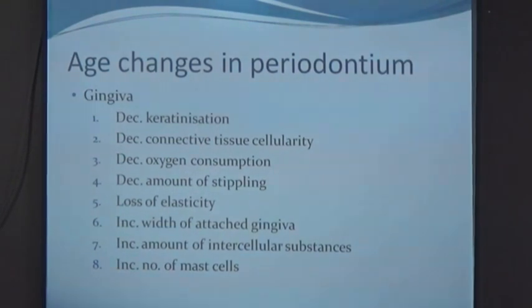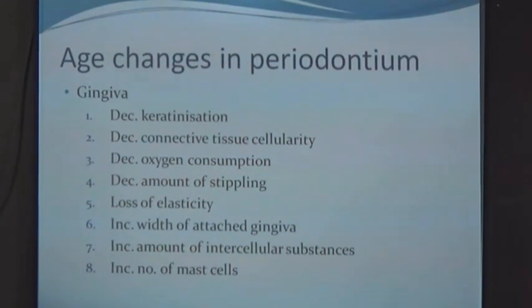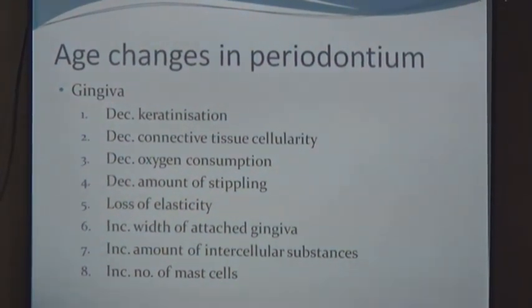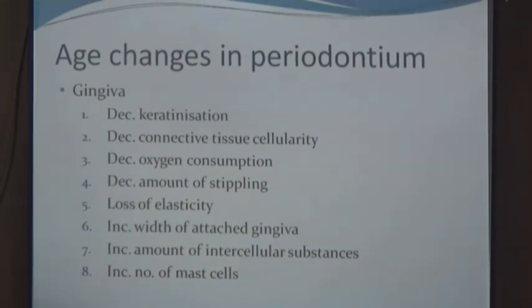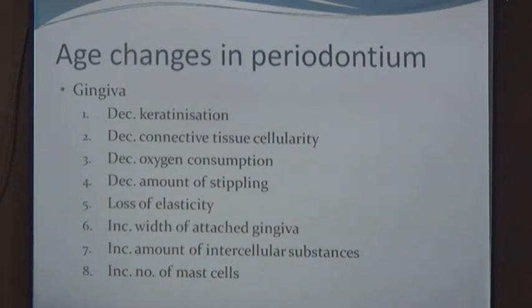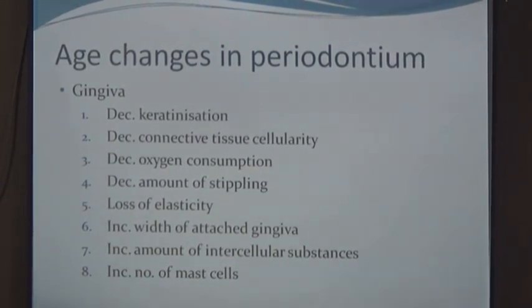Age changes. In gingiva, there will be decreased keratinization, decreased connective tissue cellularity, decreased oxygen consumption, decreased amount of stippling, loss of elasticity, increased width of attached gingiva, increased amount of intercellular substances, and increase in number of muscles. Everything will be like this.